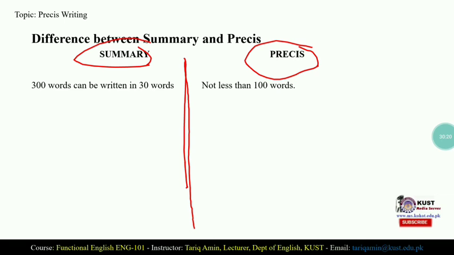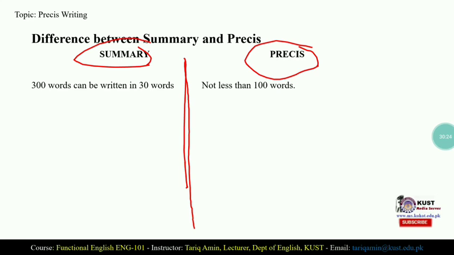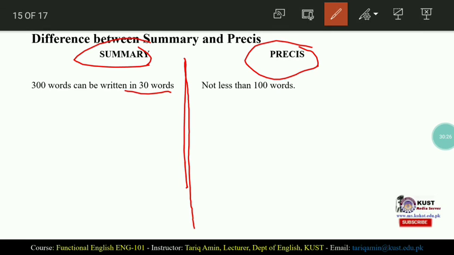Now, in summary, 300 words can be written in 30 words. There is no rule as per the length of the summary. For example, your original piece of writing contains 300 words and you can write its summary in just 30 words as well. Whereas in Precis, your Precis should not be less than 100 words.